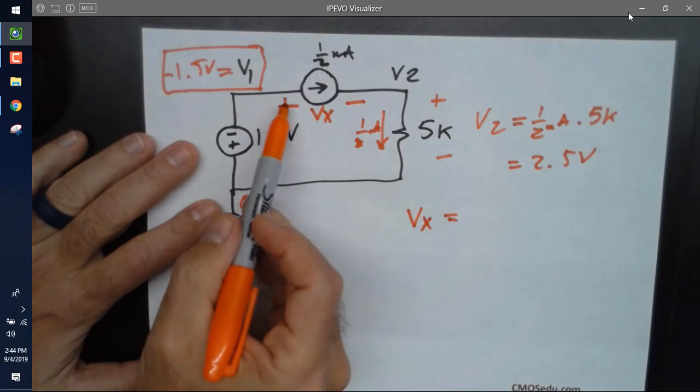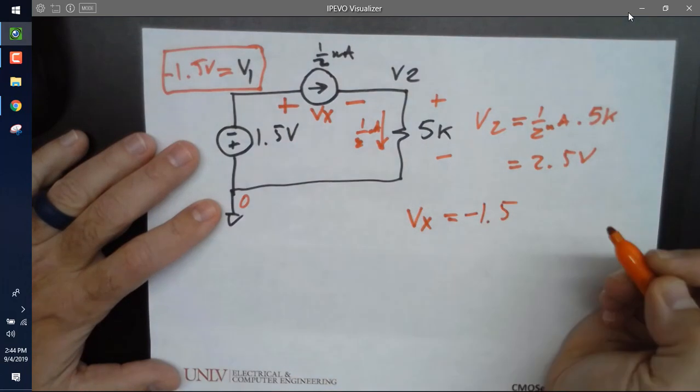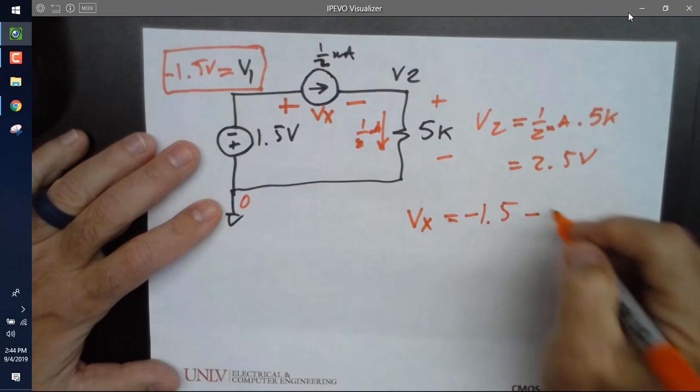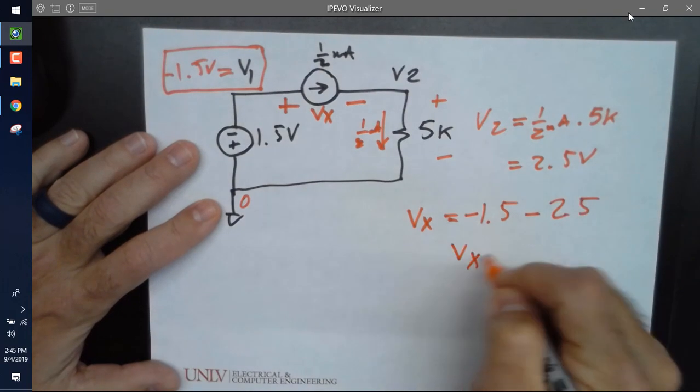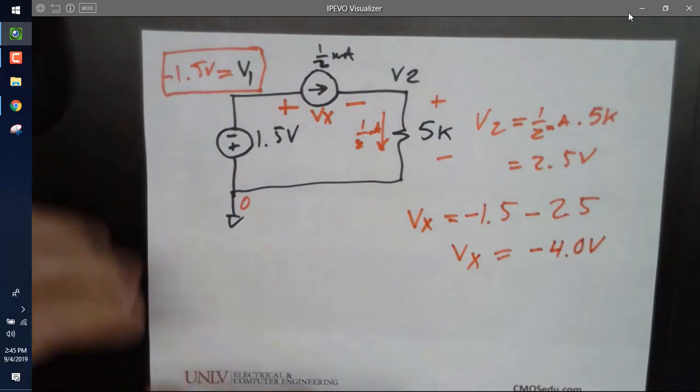Voltage on the positive side is what? 1.5. Minus 1.5. Voltage on the negative side is what? So what is Vx equal to? Any questions on that?